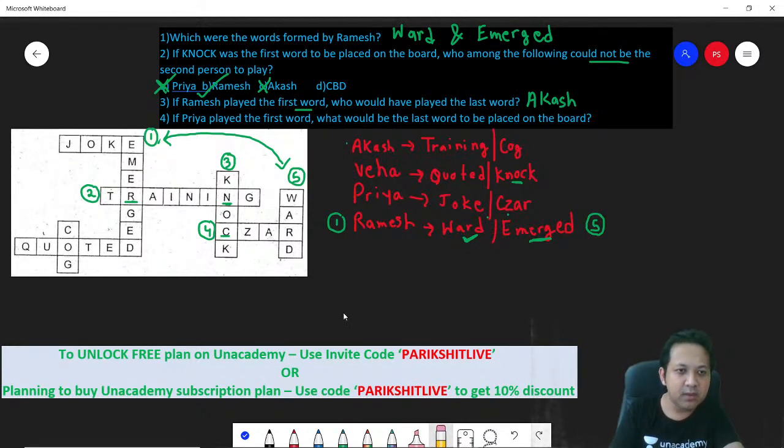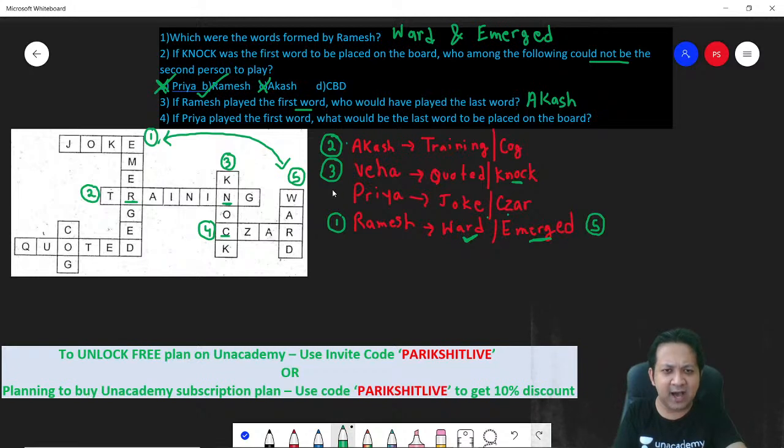Fine. Then which is the 6th word? After Word is done, the 6th word has to be one of these, right? So let's check. 1 is the first word, so 1 is Emerge. The second word is Training, meaning Akash is the second person. Next, the third word is Knock, meaning Neha is the third person.